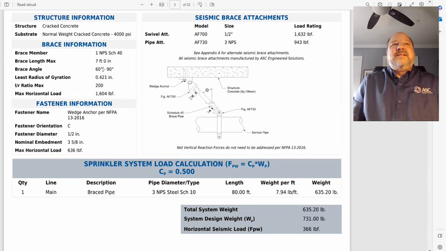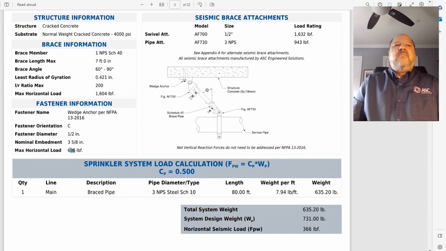And because my angle is 60 to 90, you can see the load is increased. The greater the angle from vertical, or closer to horizontal, the better the brace is. And then here's the information right out of NFPA 13 for the wedge anchor, a generic wedge anchor at orientation C, which is 60 to 90, and the allowable is 636 pounds.